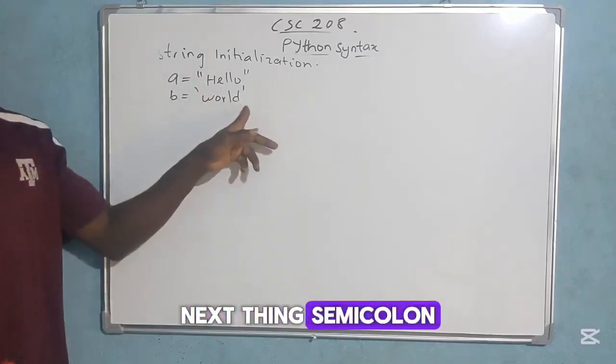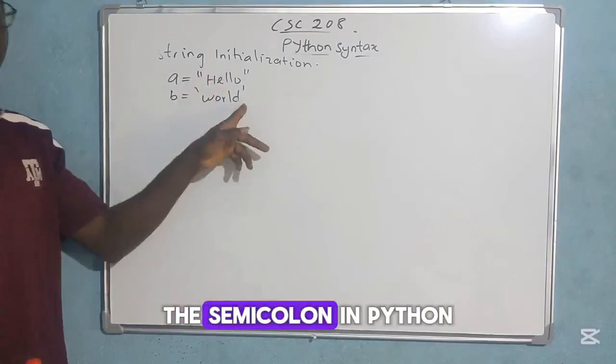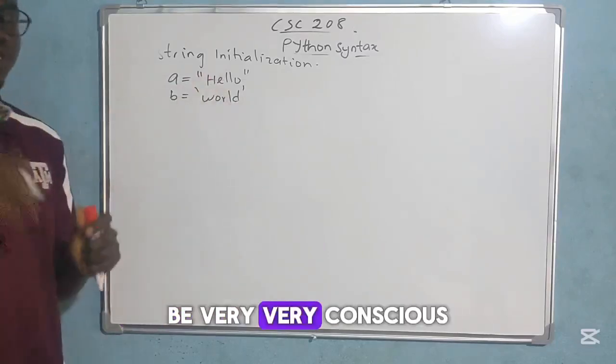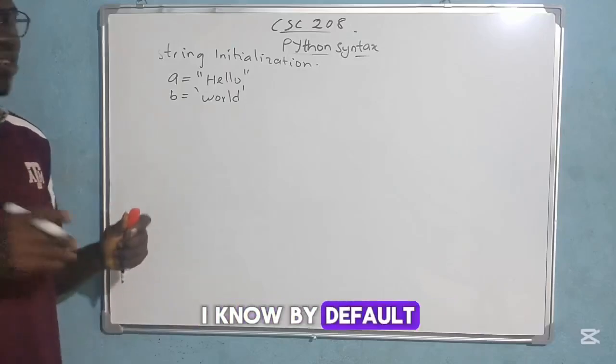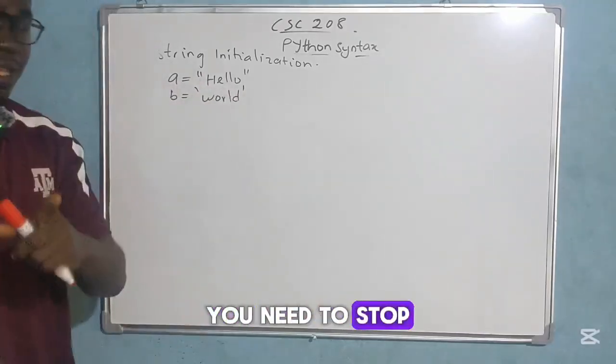Next thing, semicolon. Python doesn't take semicolon. The semicolon in Python is an error. Be very, very cautious when you write your code. I know by default you are used to adding semicolons at the end. You need to stop that habit.